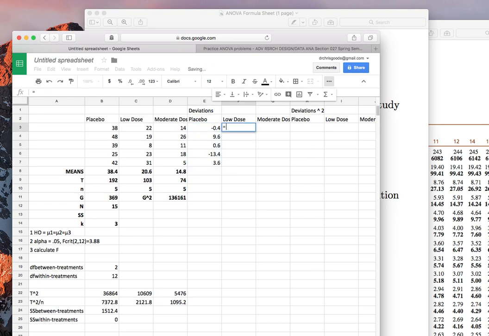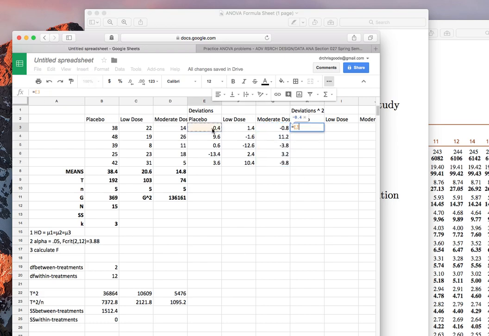And we're going to do, with the low dose, subtract the mean for that group, right? And reference that mean all the way down. Lastly, for the moderate dose group, it's the moderate dose minus the moderate dose mean, and reference that same mean all the way down. Alright, and then we're going to square those deviations.